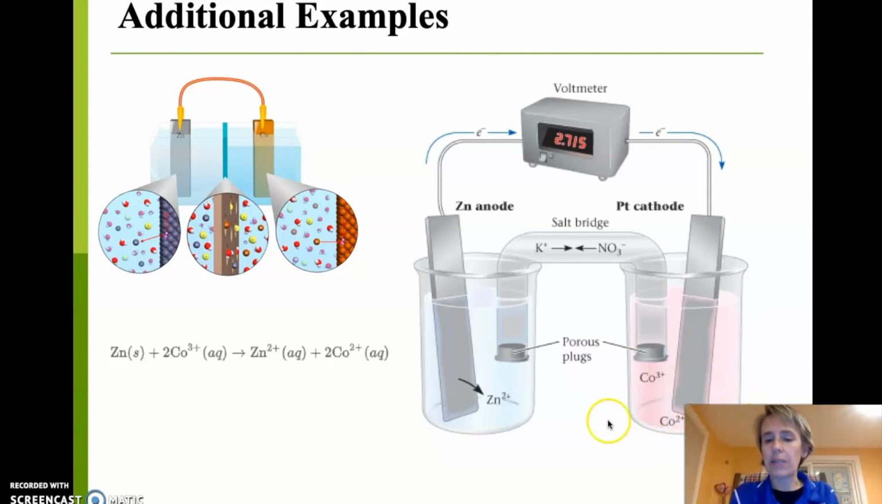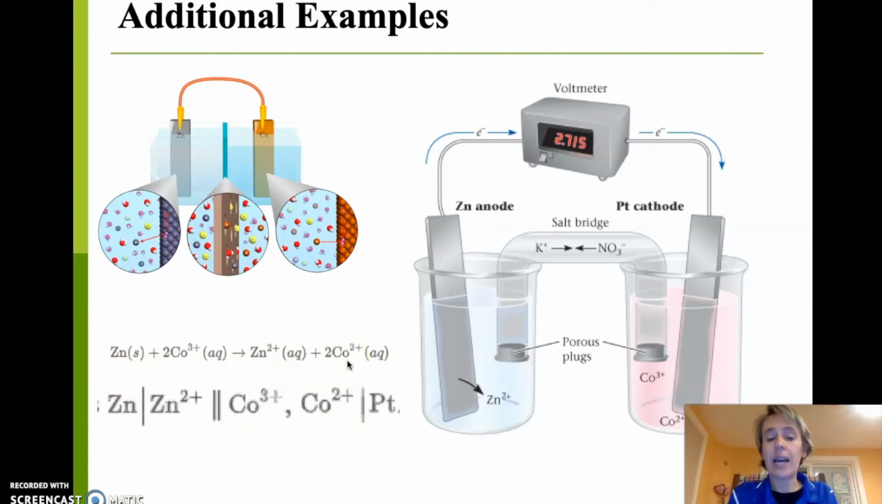Now this looks a little bit different. There's 2 ions in solution, cobalt 2 plus and cobalt 3 plus, and then this electrode is made of platinum. What's going on here is the platinum is not involved in the reaction. Platinum is a metal that's very inert. It doesn't tend to interact with many other redox species. So the spontaneous reaction that's happening is the zinc is undergoing oxidation and the cobalt is undergoing reduction.